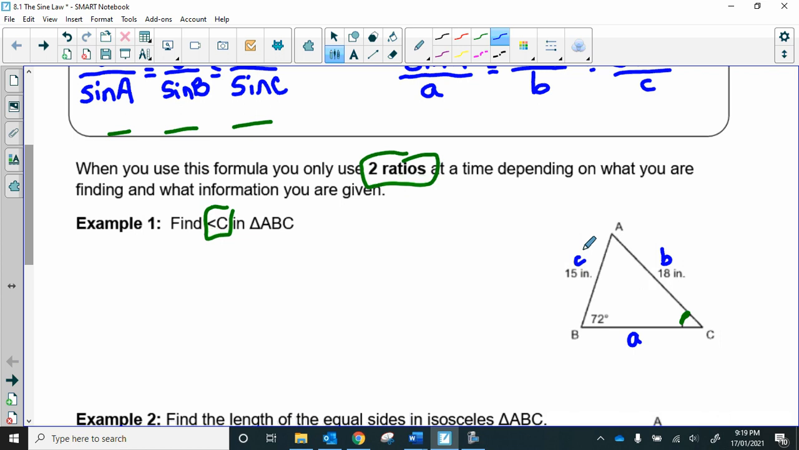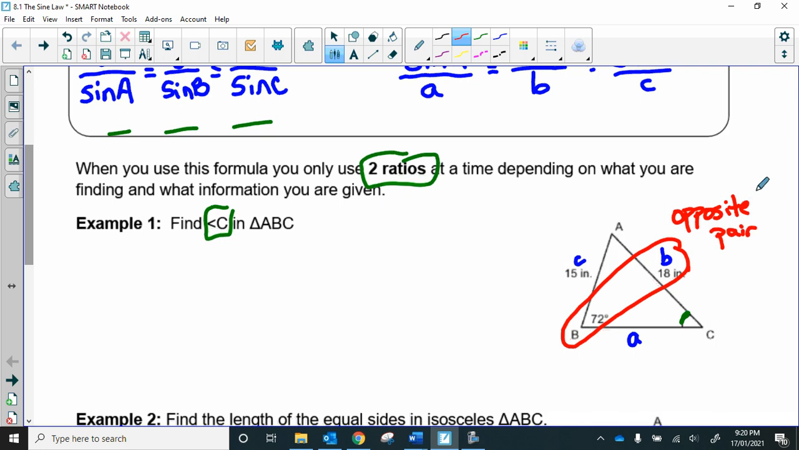Your next step is to look at this triangle and find an opposite pair. By opposite pair, I mean an angle across from a side length that's given. I see that I have angle B and I have side b. So we call this an opposite pair. In order to use the sine law, you have to have an opposite pair in your triangle.